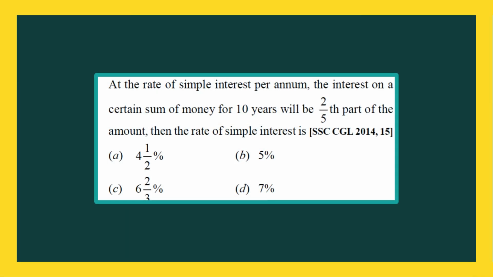Let's dive into another interesting problem on simple interest. Let's understand the problem first. At a certain rate of simple interest per annum, the interest on a sum of money for 10 years becomes 2/5 of the total amount. Then the rate of simple interest is? Let's explore the solution together.